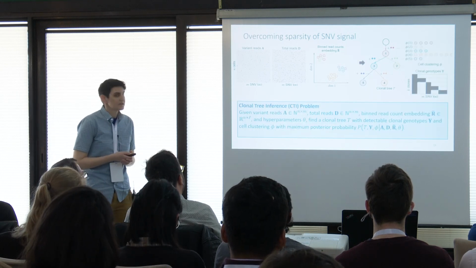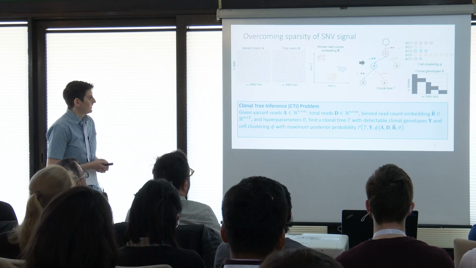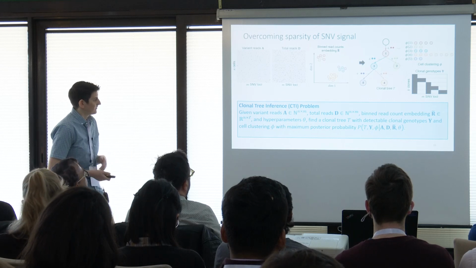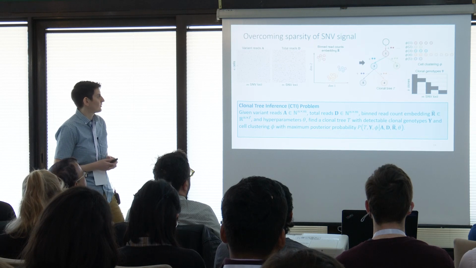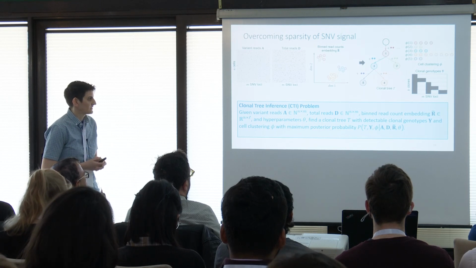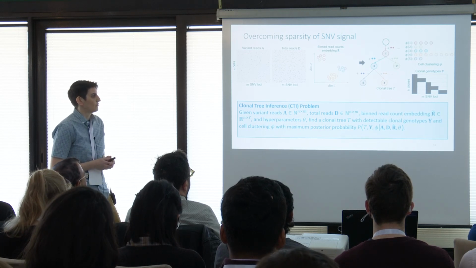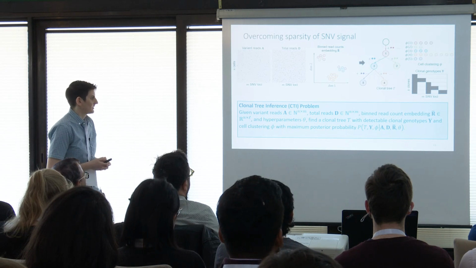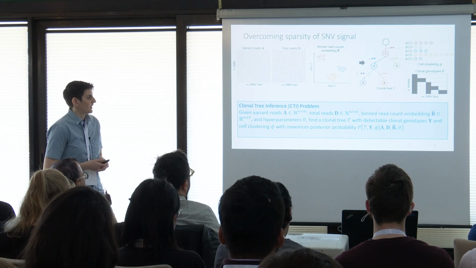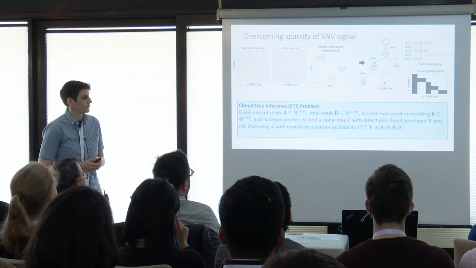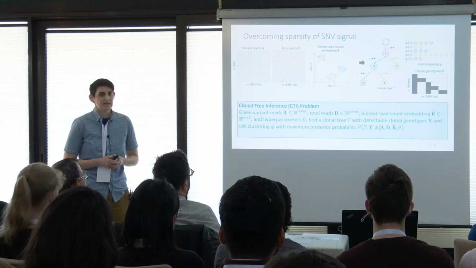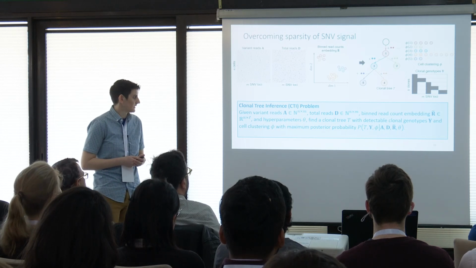And so we formulated the clonal tree inference problem. The input to our problem is a set of variant and total reads for N cells and M SNVs. In addition, we're going to take in the bin read count embedding that I just described. Our goal is to find a clonal tree with detectable clonal genotypes and a cell clustering that maximizes our posterior probability.